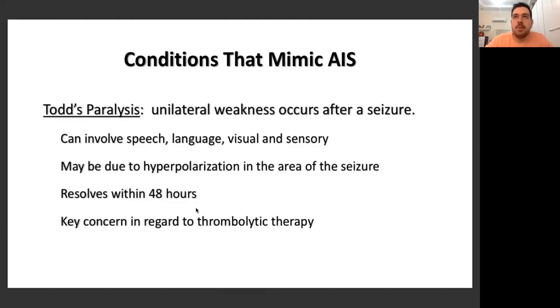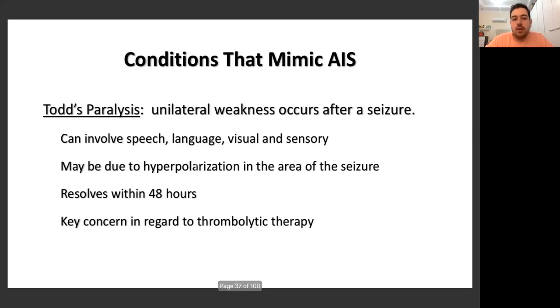Todd's paralysis happens after a seizure. So a patient can develop a seizure and then after that he'll have a limb weakness. You can think that this is a stroke, but this is not the case. This is just a Todd's paralysis that will resolve over time. Okay, it usually resolves within 48 hours. So again, you don't need to treat them with thrombolytic therapy at this time.